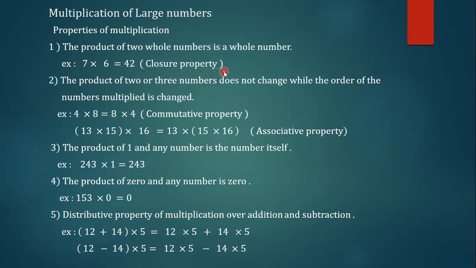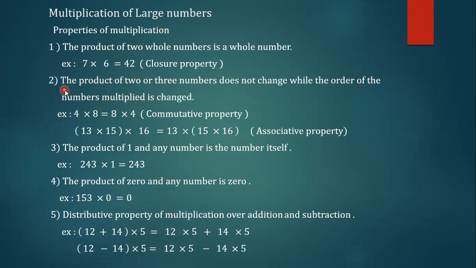If you take another example, for example, 5 into 3. 5 is a whole number, 3 is a whole number. When you multiply 5 into 3, you get 15. The product is 15. So 15 is also a whole number. So that is called closure property.